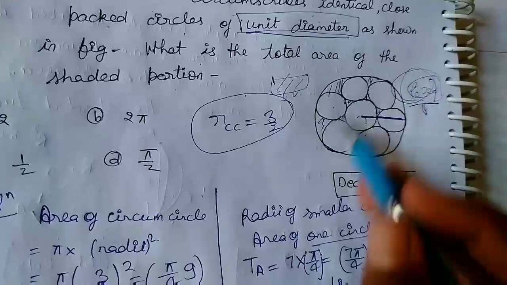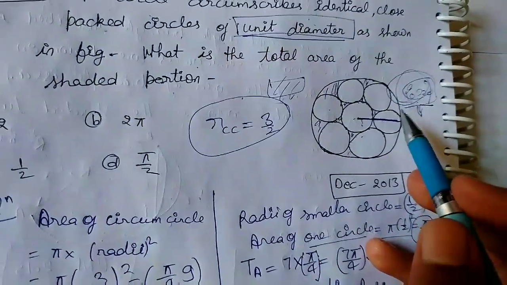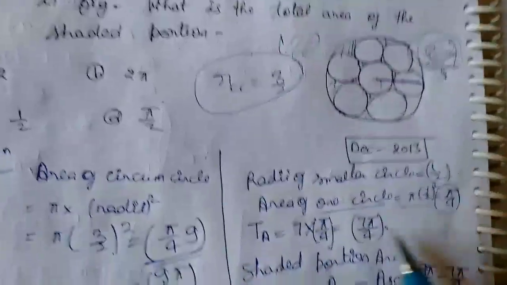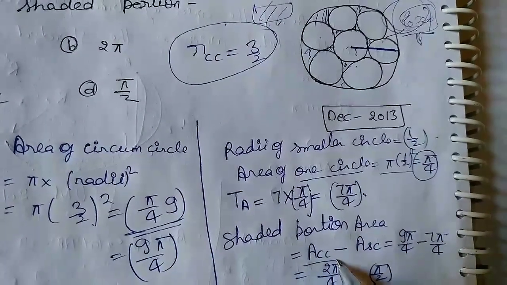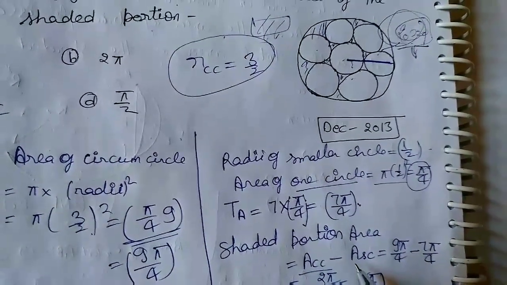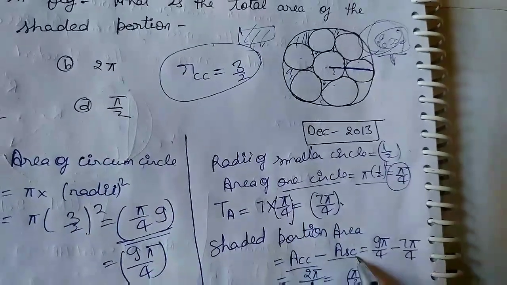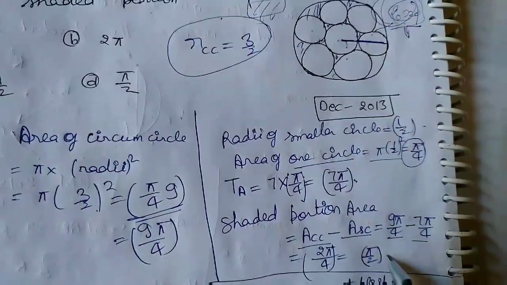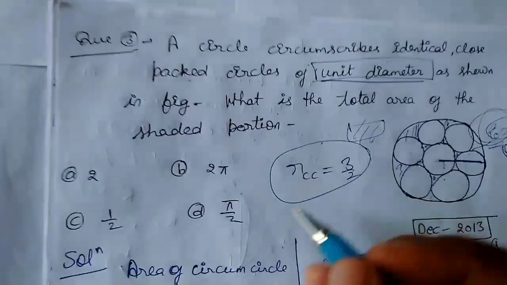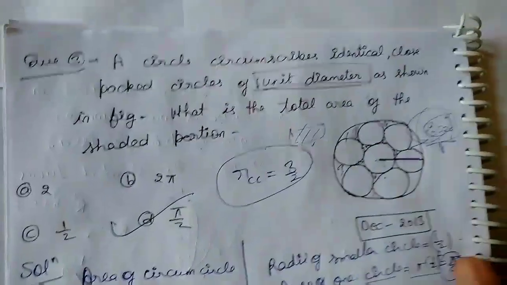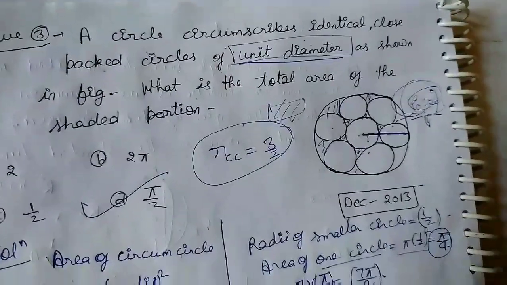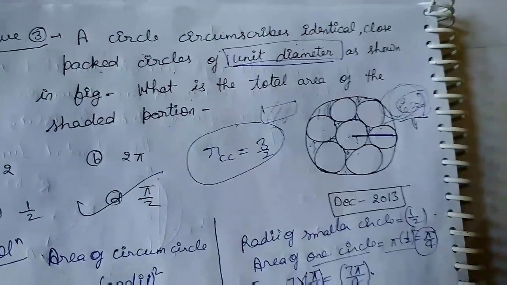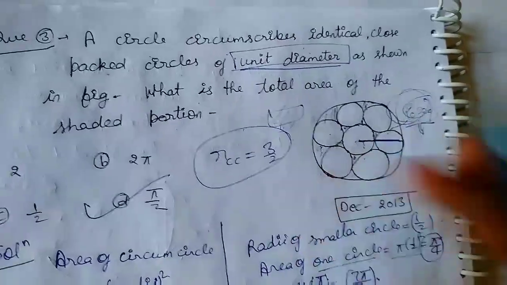Now the area of the shaded portion will be just the subtraction of the area of the smaller circles from the area of the bigger circle. So the area of the circumcircle minus the area of the smaller circles, 9 pi by 4 minus 7 pi by 4, it will be just 2 pi by 4 and it will be just pi by 2. So the answer will be just D. So it's a very simple question. You have to calculate the area of the bigger circle and then the area of the smaller circles, and then subtract both of them and you will get the answer.